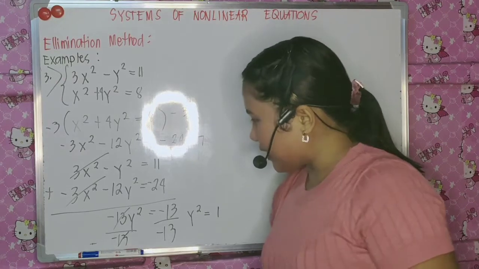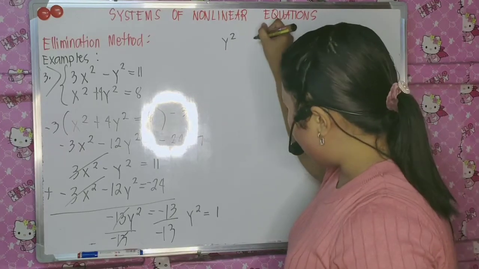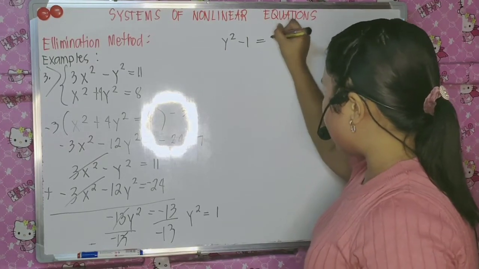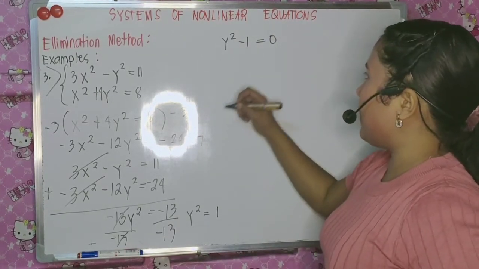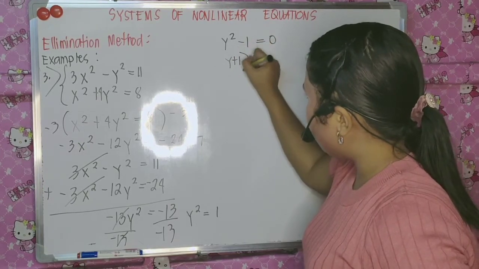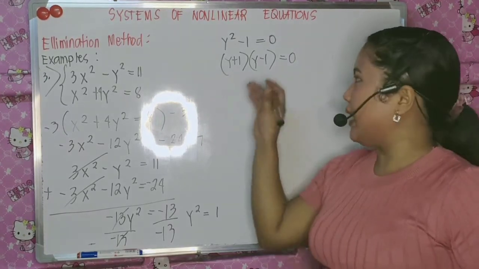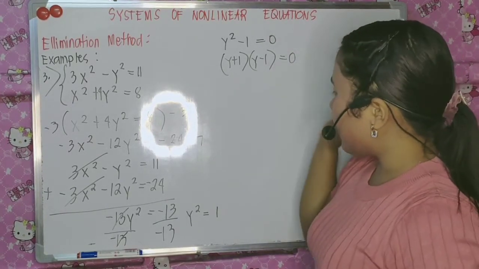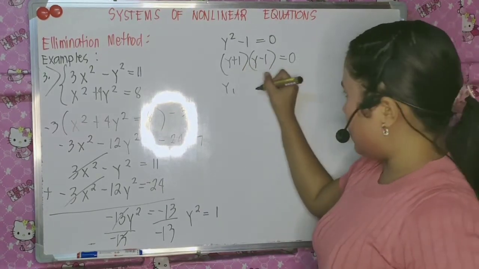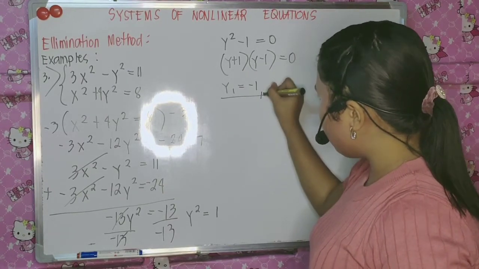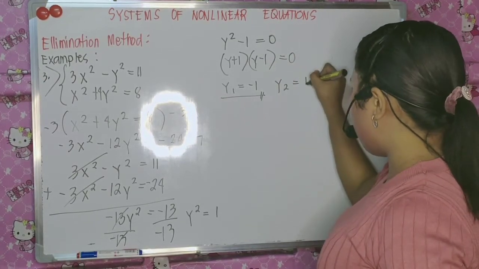So, we're not done yet. Next, for y squared equals positive 1, we transpose the 1, so it becomes negative 1, and we equate it to 0, okay? Next, we need to factor it. What is the factor of y squared minus 1? We have y plus 1 and then y minus 1 equals 0. How do we know that these are the factors? Just use the FOIL method, okay? So, let's find the value for y. So, y sub 1 is, since positive 1, negative 1. So, that is our y sub 1. Then, y sub 2 is, since negative 1, positive 1.